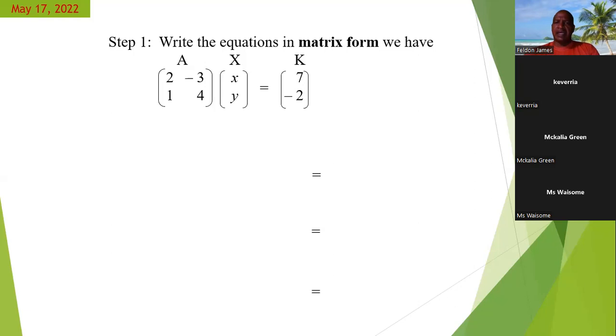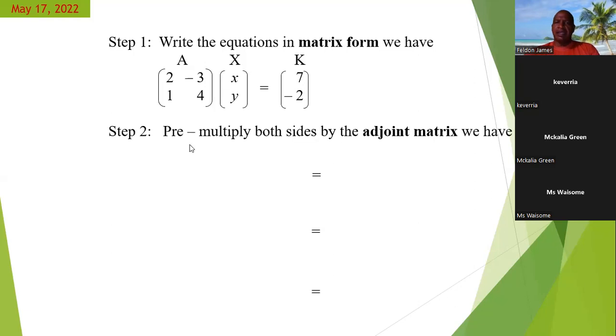Now, the next step is you're going to pre-multiply both sides by the adjoint matrix. Now, the adjoint matrix would be the adjoint matrix of A. You're going to pre-multiply both sides of the equation by the adjoint matrix. So what would be the adjoint matrix of A here, students? Can anybody tell me?